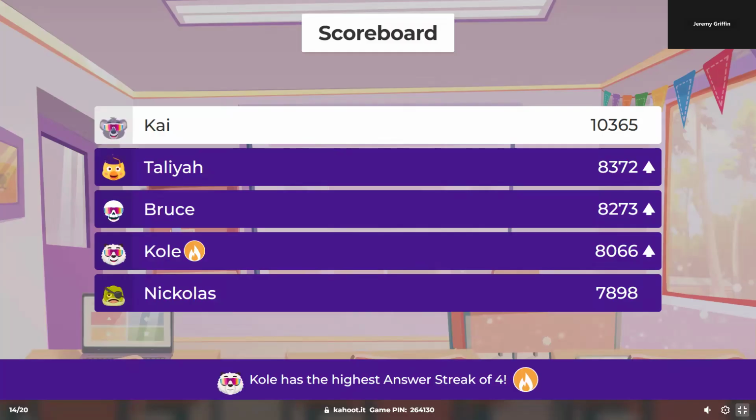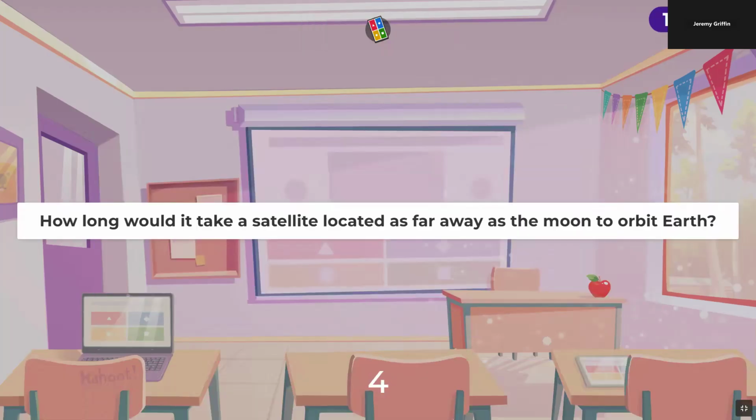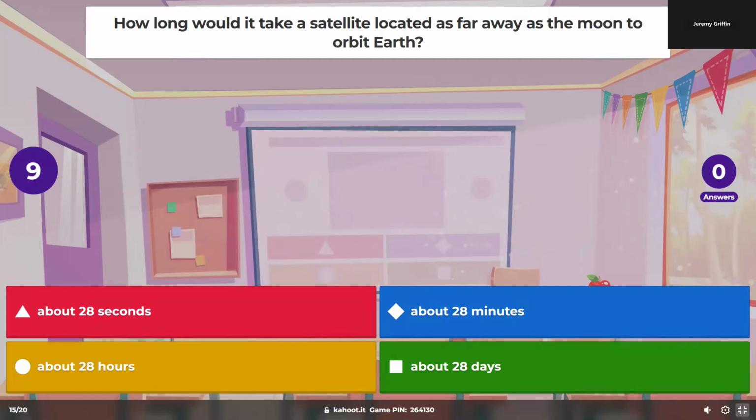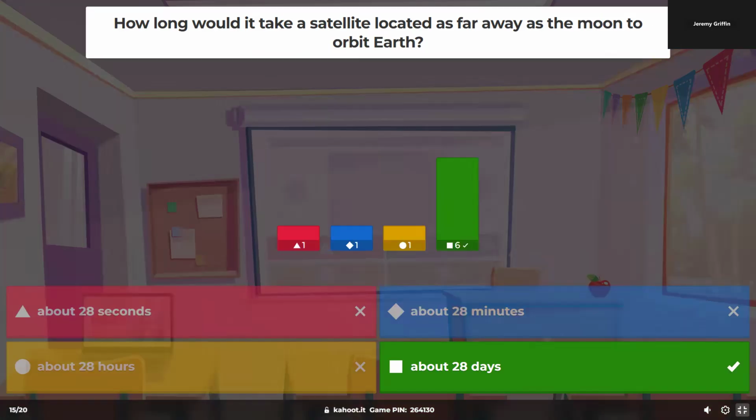I got Nicholas, Cole, Bruce, Talia, Kai. How long would it take a satellite as far away as the moon to orbit the Earth? About 28 days, because doesn't the moon take about that long to go around? About 28 point something days. So any satellite that's that far out, at that distance away from Earth, takes that time to go around.